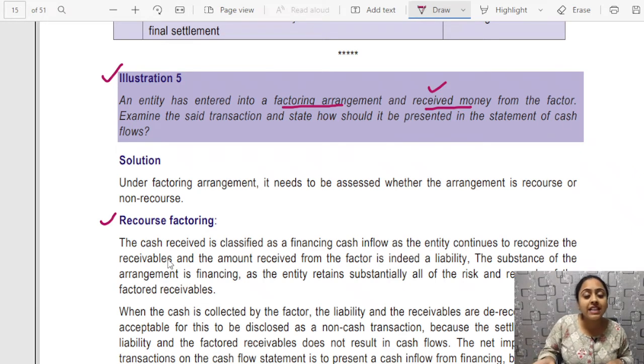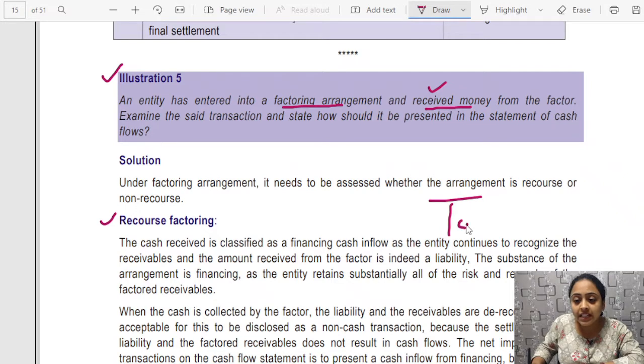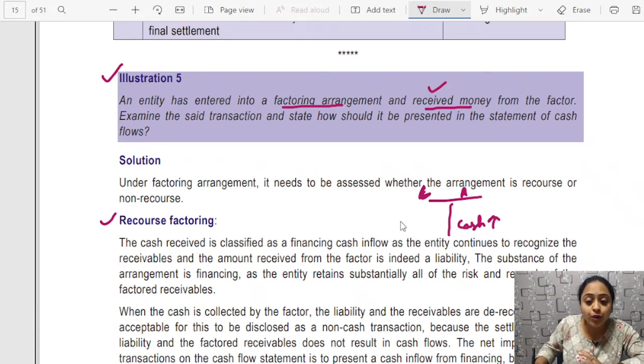You will increase the inflow on the asset side. You will increase the cash portion. Okay, this is asset and liability. You will increase the cash by the amount that you have received, and correspondingly you will increase the financial liability over here. Okay, so this will be a financing activity cash flow.